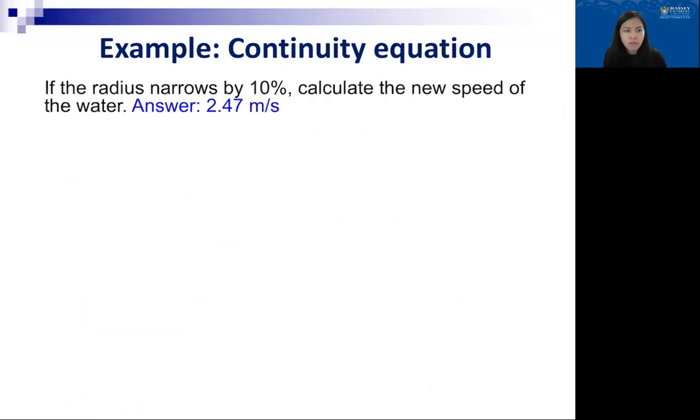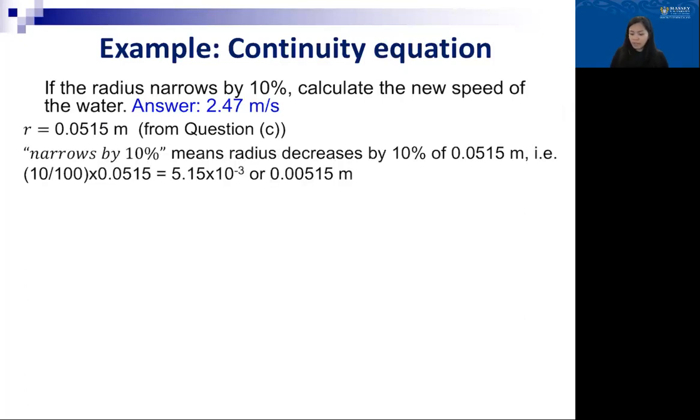becomes easier as well. Now, the last question: if the radius narrows by 10%, calculate the new speed of the water. The continuity equation tells us that if the radius decreases, then the area decreases as well, because the area depends on the radius, and therefore the speed should change. Now, the radius from the previous question is 0.0515. Okay, it narrows by 10%.